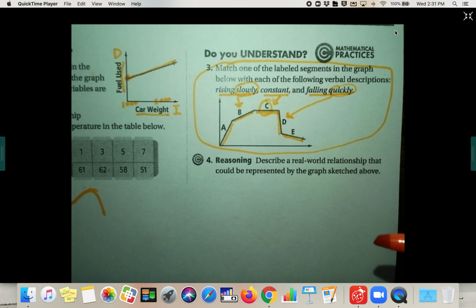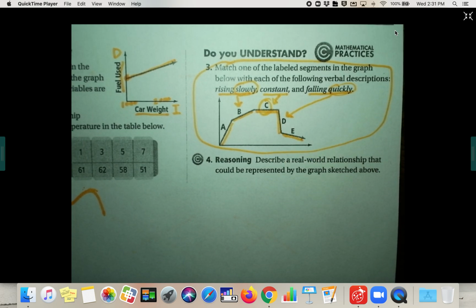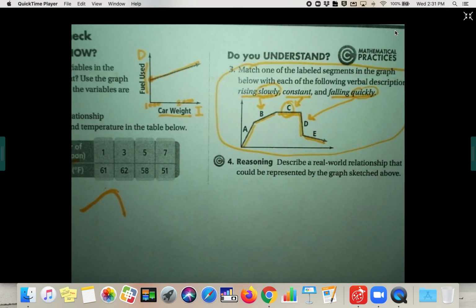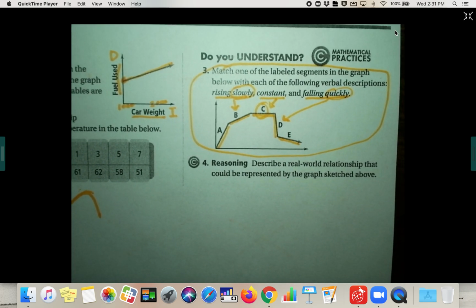So what I'm thinking of as a real world relationship is temperature. But I kind of cheated because that's what I have in my head from this previous problem. See if you can come up with another one and write it out for me.